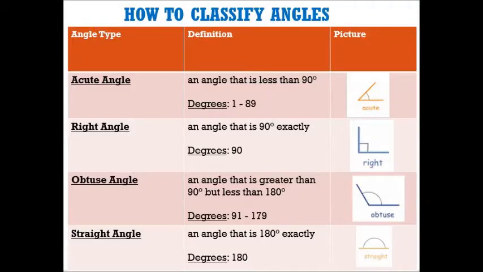How to classify angles. Acute angle: an angle that is less than 90 degrees. The degrees are 1 to 89. Right angle: an angle that is exactly 90 degrees. Degrees: 90. Obtuse angle: an angle that is greater than 90 degrees but less than 180 degrees. Degrees: 91 to 179. Straight angle: an angle that is 180 degrees exactly. Degrees: 180.